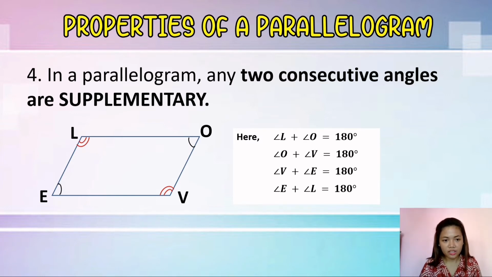So, using this condition, two consecutive angles. So, ibig sabihin, let's make use of angle L and angle O. We have angle L plus angle O that is equal to 180 degrees. The same to angle O plus angle V, it is also equal to 180 degrees. Angle V and angle E is also equal to 180 degrees, and angle E plus angle L is equal to 180 degrees. So we have four pairs of supplementary angles in a parallelogram.